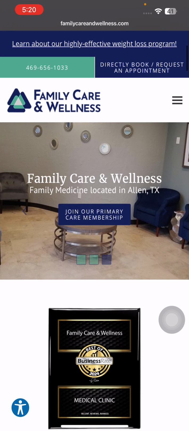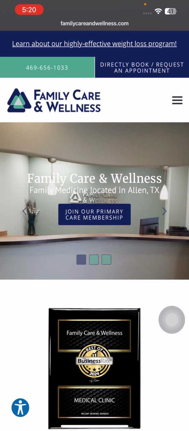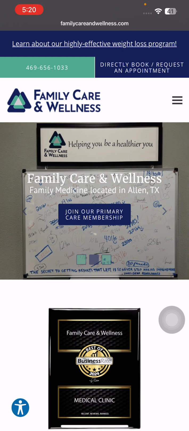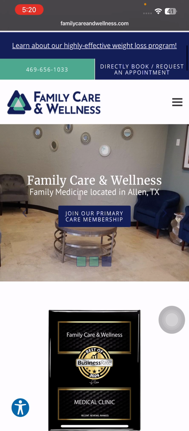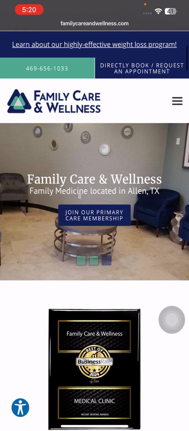Moving over to the next part is, of course, the button. We do have two buttons. One is the number, and the other one is directly book or request an appointment. I know this is a button. However, most people would not know, because the request an appointment button is the same blue, and it's grouping and merging with the announcement bar.